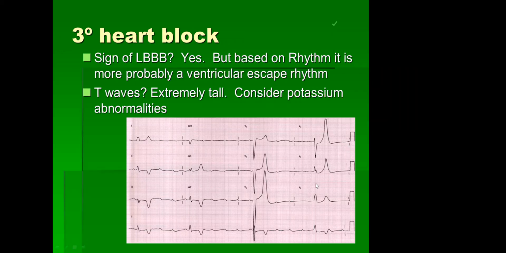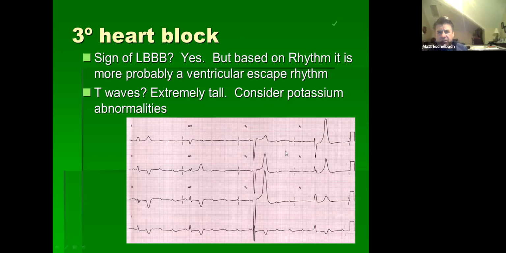Yeah, this looks like a left bundle branch block, but it's not. It's a ventricular escape rhythm because that ventricle is set to go off at about 30 to 40. And all of these are kind of big, tall ventricular escape rhythms. So that's a complete heart block. This person needs a pacemaker. You could try a little atropine first, but it might not be responsive. All right, good job. Who's up next?